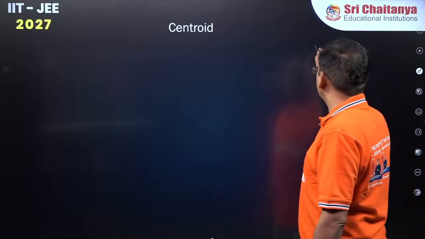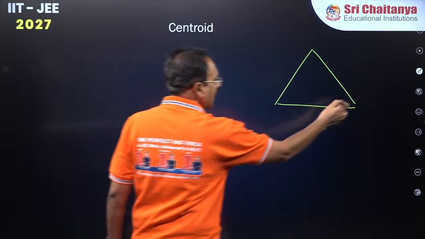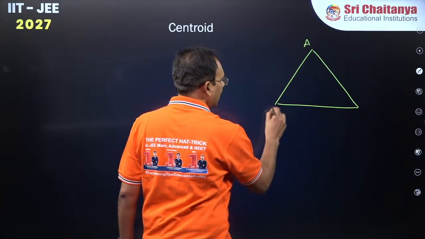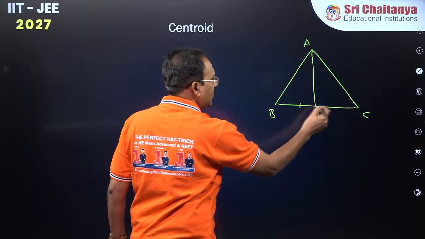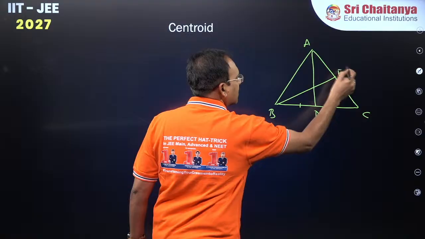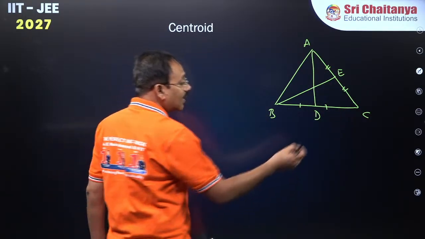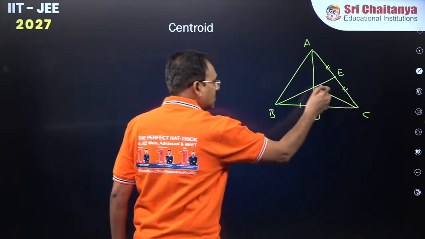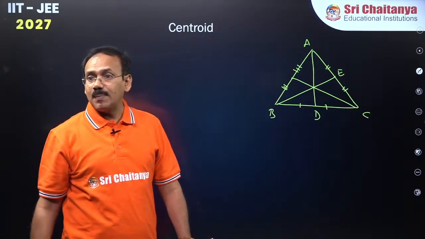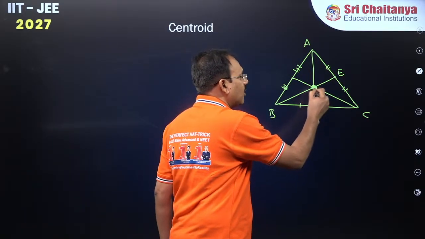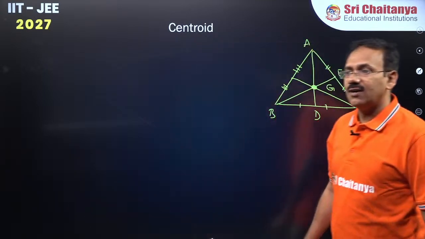And the third point, you take triangle ABC again. Now, if you draw the medians, AD is one median, BE is another median. So, two medians will meet. Obviously, the third median will also pass through the same point. So, we can say that all three medians will be concurrent at a point. The point of concurrence of medians is called the centroid G.